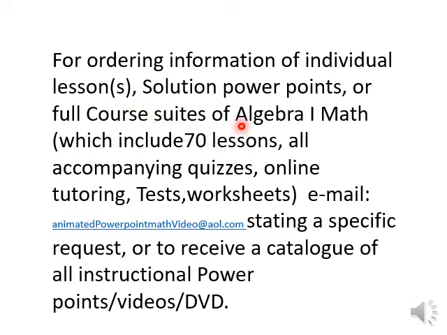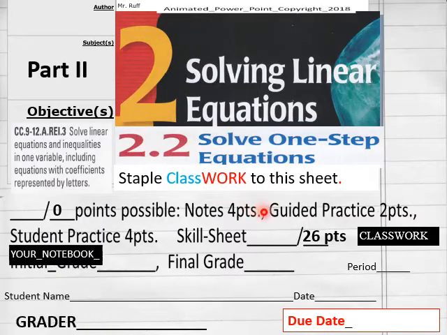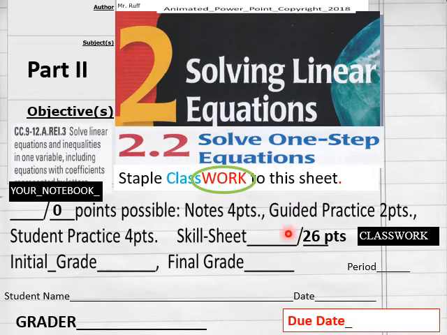Hello everybody, getting ready to do lesson 2.2 classwork part 2 today for Algebra 1 Math. And on your classwork sheet you've got 26 points, students. Have that out ready to go. And part 2 of solving one-step equations.